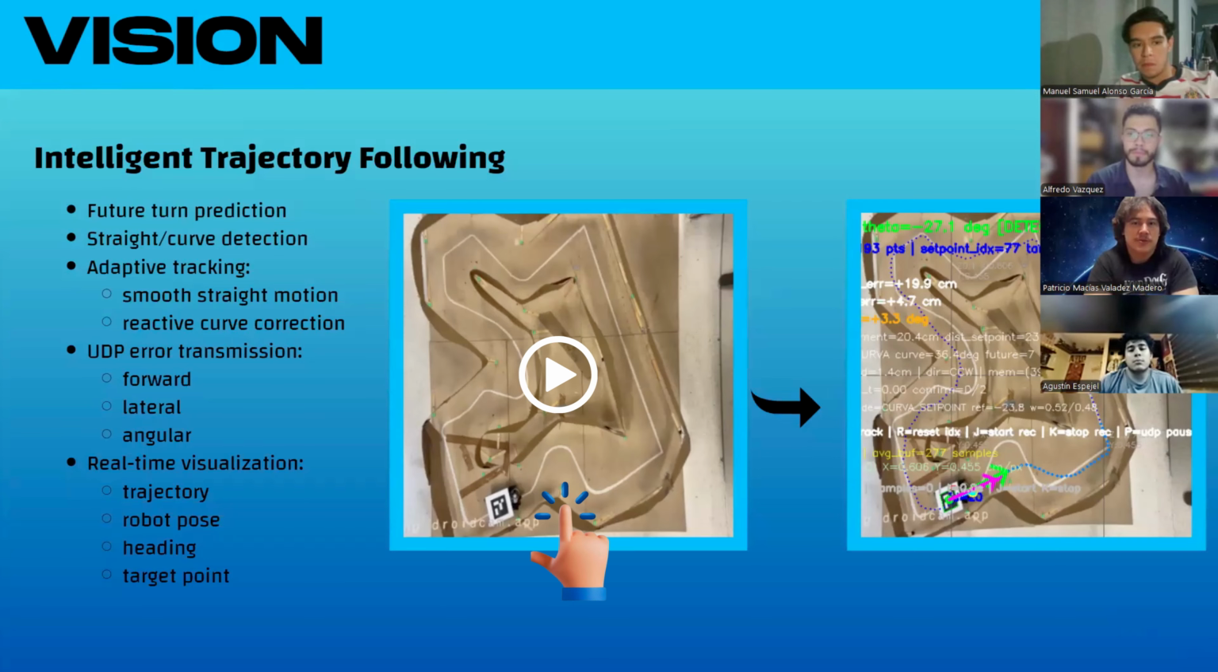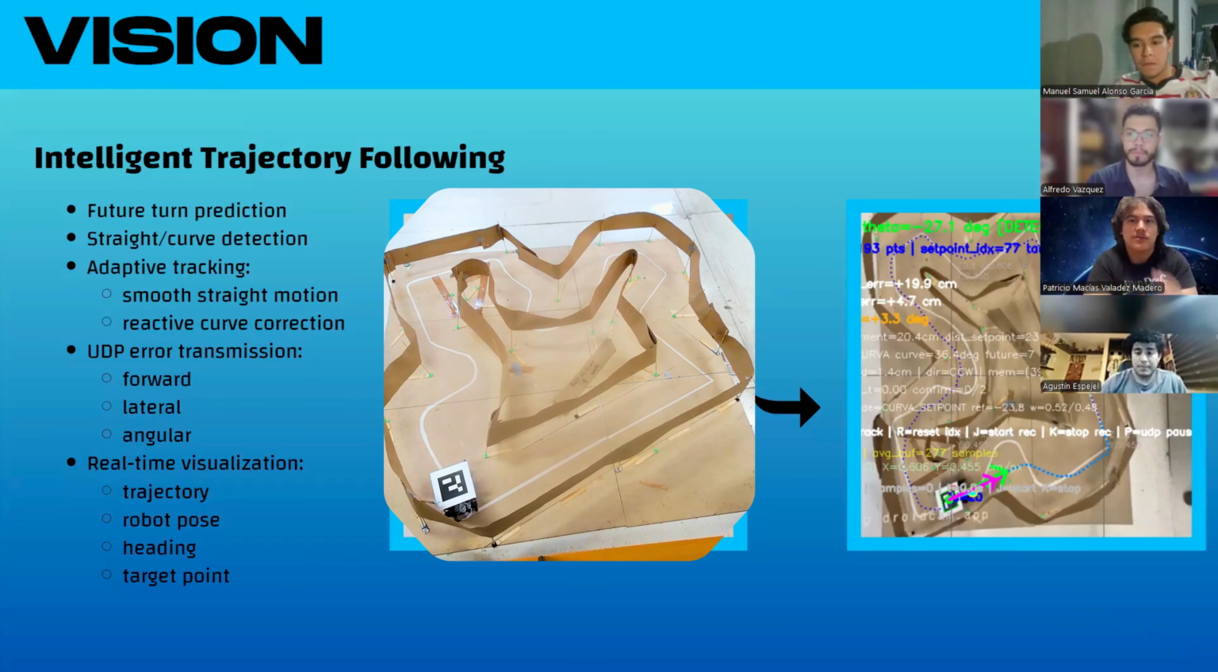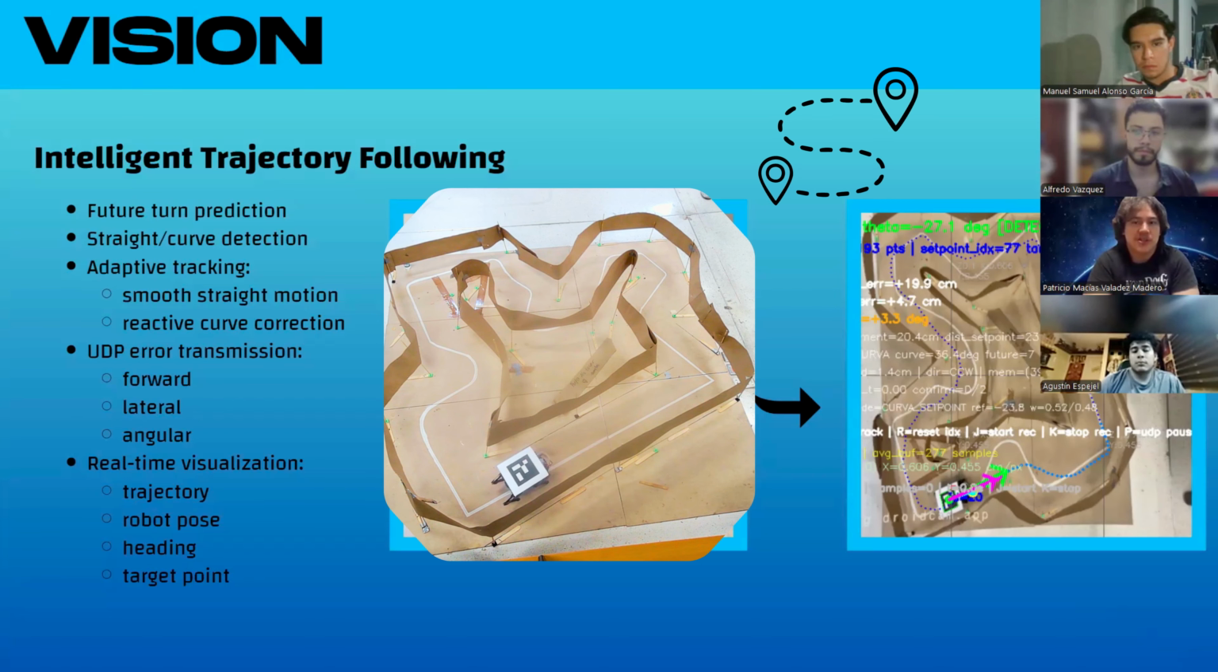Future trajectory points are also analyzed to anticipate upcoming turns. The software automatically detects straight sections and curves, allowing the tracking behavior to adapt dynamically. Straight sections use smoother motion, while curves use faster corrective responses. The interface displays the desired trajectory, robot position, heading, and target point in real time for visualization and debugging.